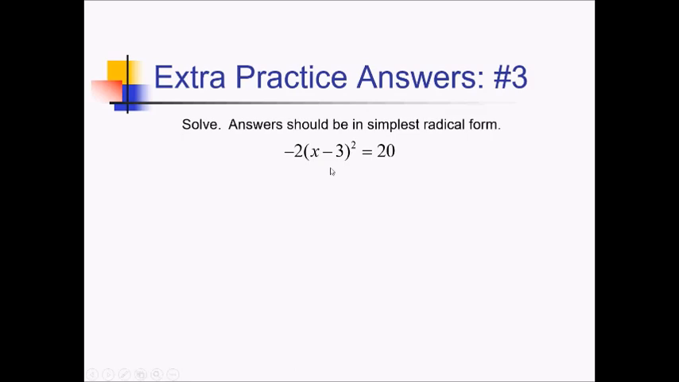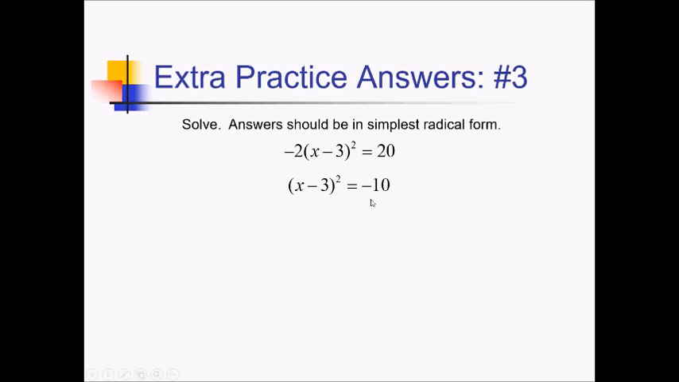On this problem, I'm trying to solve for x. Now, since I have essentially a squared term and a constant, I can solve this one by square rooting, but first I have to isolate that squared term. All I have to do to isolate it, though, is divide both sides by negative 2. If I do that, I have x minus 3 squared equaling negative 10.